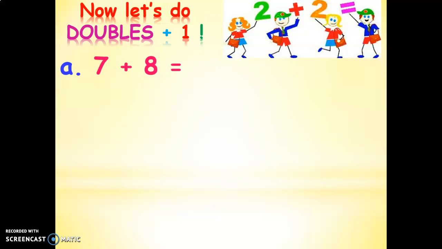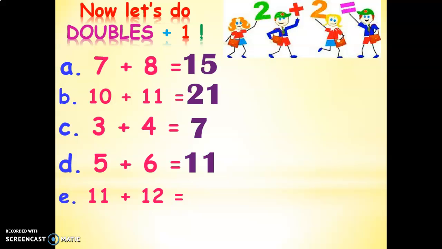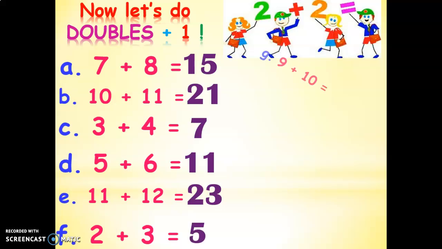Letter A, 7 plus 8 is the same as saying 7 plus 7 and then add 1. The answer is 15. Letter B, 10 plus 11 equals 21. 3 plus 4 is 7. 5 plus 6, the answer is 11. 11 plus 12, the answer is 23. 2 plus 3 equals 5. Next one, 9 plus 10, the answer is 19.